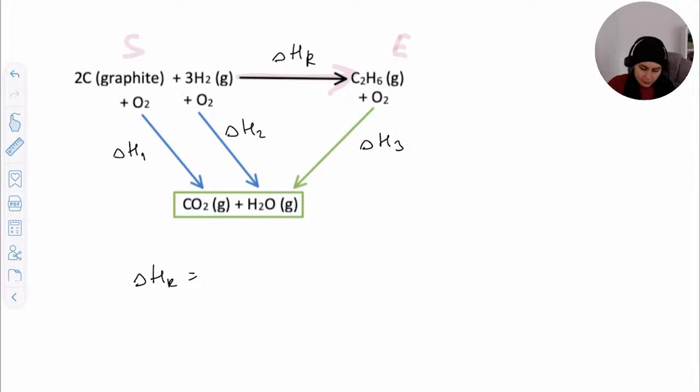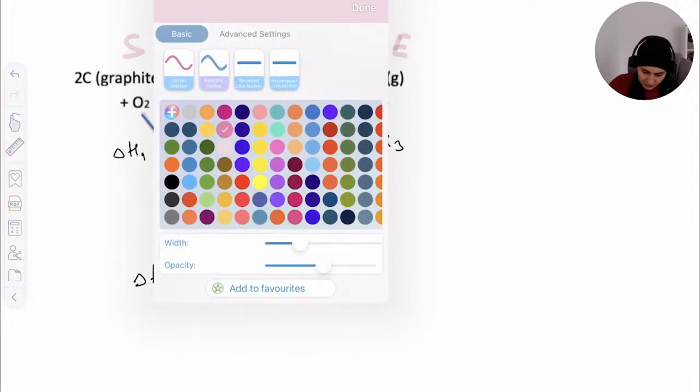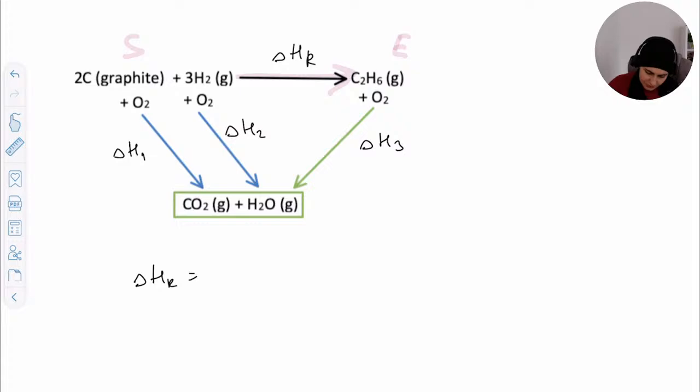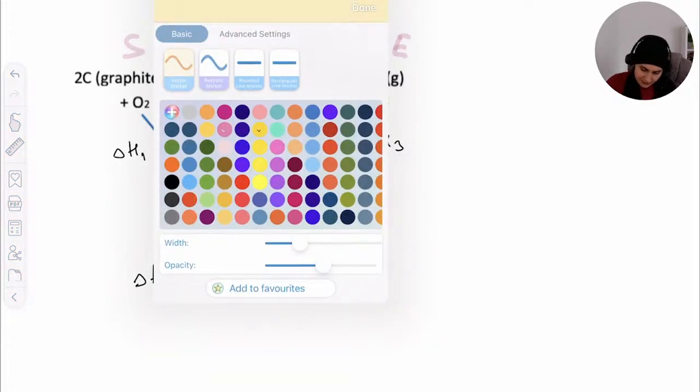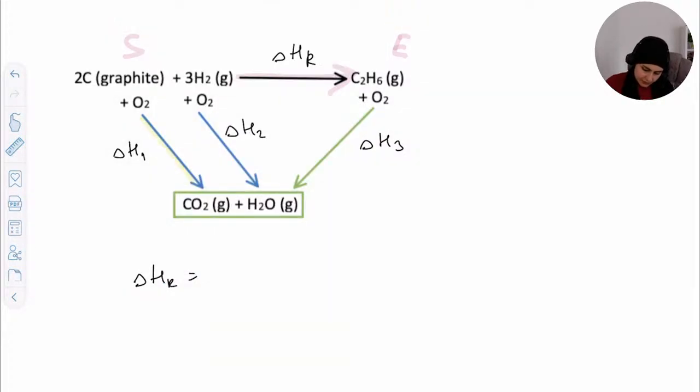Now indirectly, what do we do? We need to convert carbon to CO2, so we need to do this reaction first, then we need to convert hydrogen to water. We do this reaction first, and then we do this reaction. I need to use another color to show that it's indirect. So the pink one is the direct route, and this would be the indirect, the yellow.